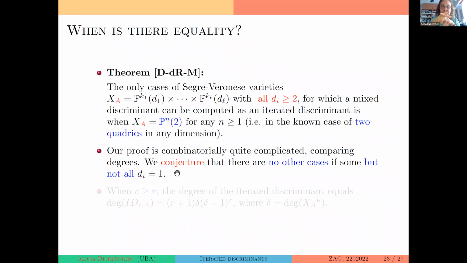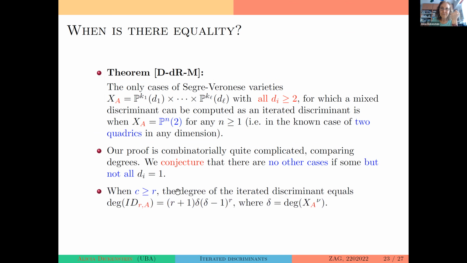This is part of the work of Ralph Morrison. And we compare the degrees, and we conjecture that there are no other cases. So the missing cases are when some of the d_i's are equal to 1 and some are not. We don't have a complete proof in this case, but we conjecture that essentially this is all that exists. And this is easy: we use the degrees, and the degree of the iterated discriminant in this case is computed in this way. So we can see that the degree of the iterated discriminant and the mixed discriminant scale differently as the degree goes to infinity, but then you need to know when the first disagreement is found.